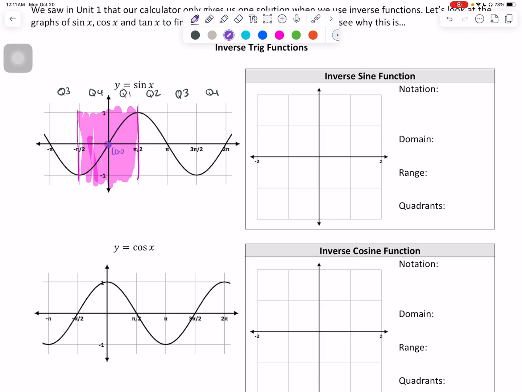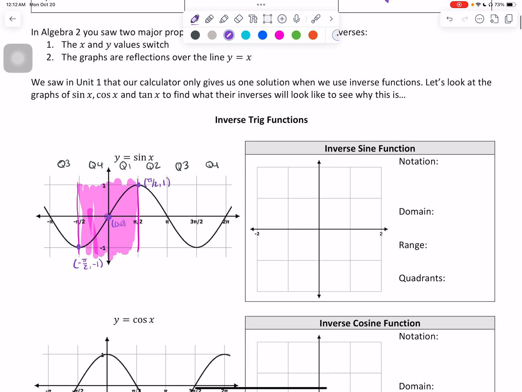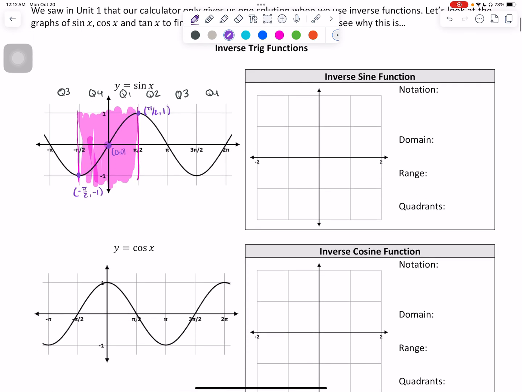So this is 0, 0. This point up here is pi over 2, 1. This point right here is negative pi over 2, negative 1. Okay, so we can draw our inverse function if we go over to the box to the right. We switch the x and y values, okay? So for the pi over 2 comma 1, we'll switch those. So now we want 1 comma pi over 2.